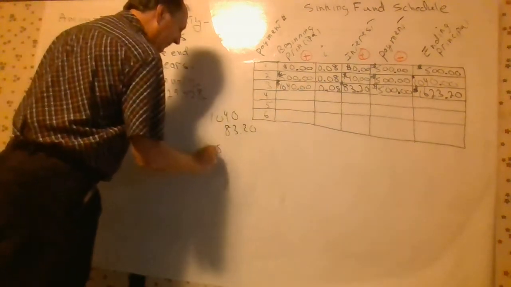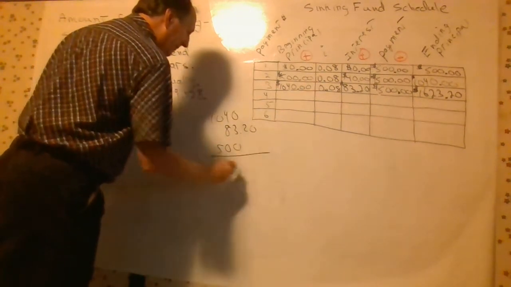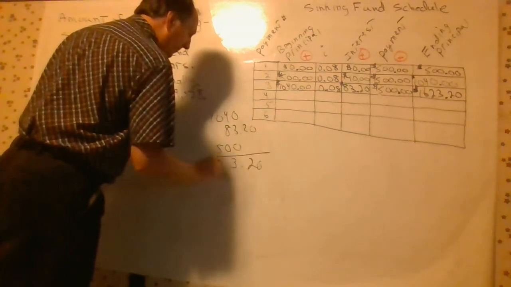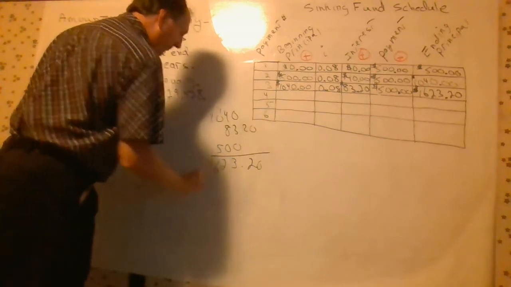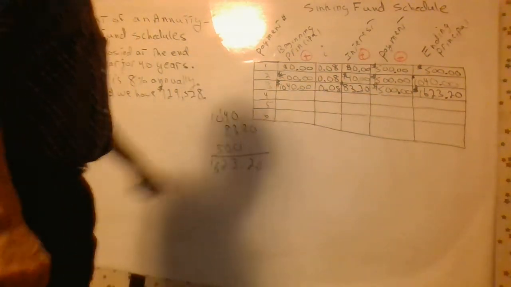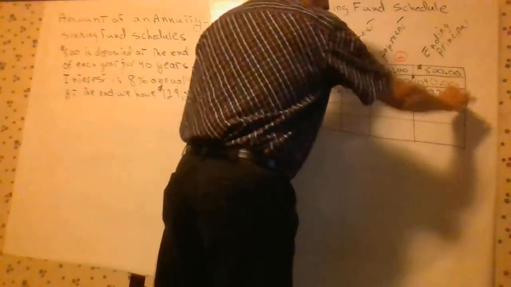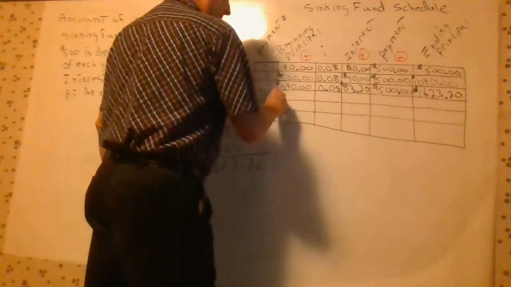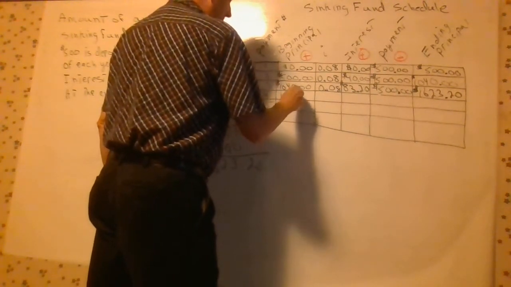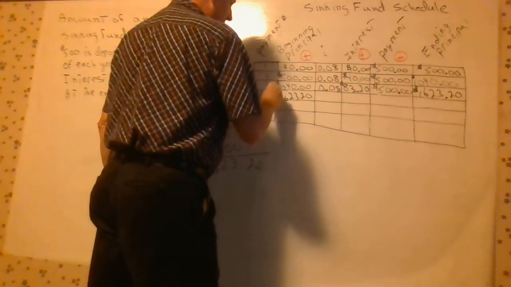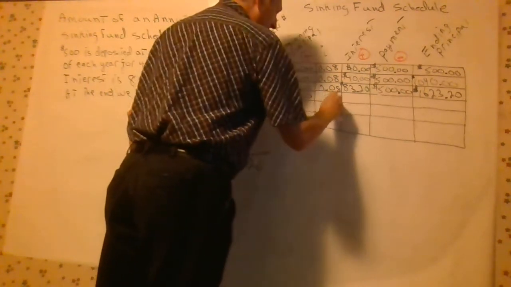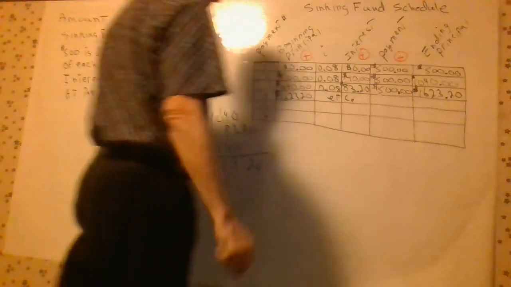And 500, you get 1,623.20. I got that right. Then of course we copy that down here, 1,623.20, and I'll just say, etc.